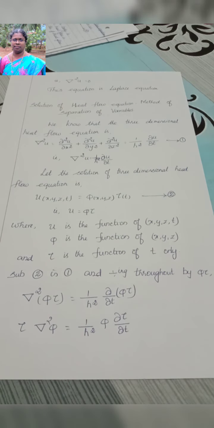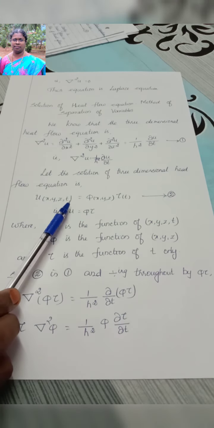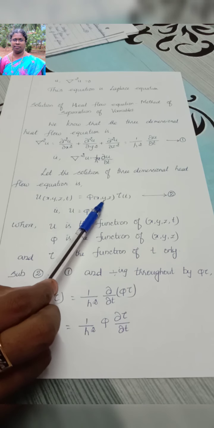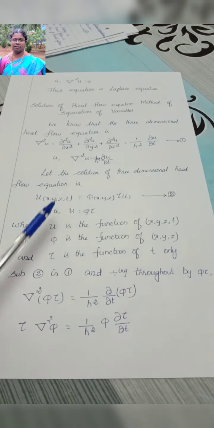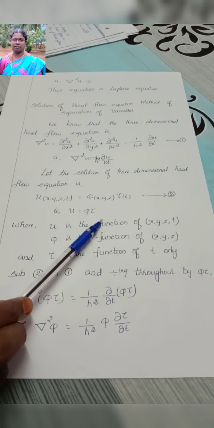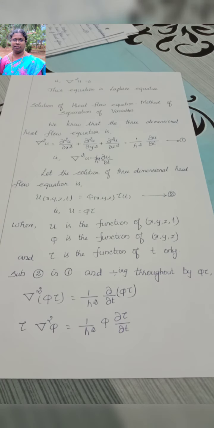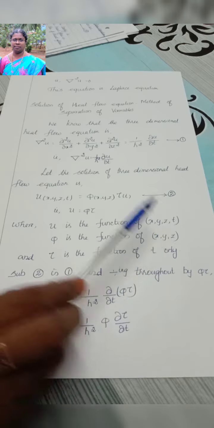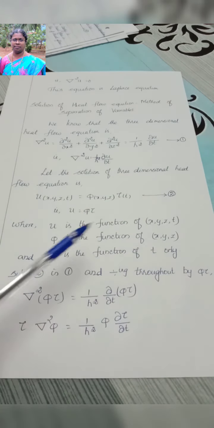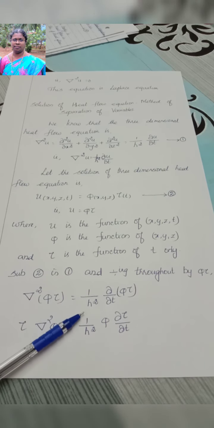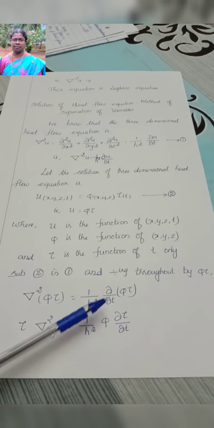Let the solution of the three-dimensional heat flow equation be u of x, y, z, t is equal to phi of x, y, z into tau of t. That is, u is equal to phi tau, which is equation number 2, where u is a function of x, y, z, t, phi is a function of x, y, z, and tau is a function of t only. On substituting equation 2 in equation 1 and dividing throughout by phi tau, we can write del square phi tau is equal to 1/h² ∂/∂t of phi tau.